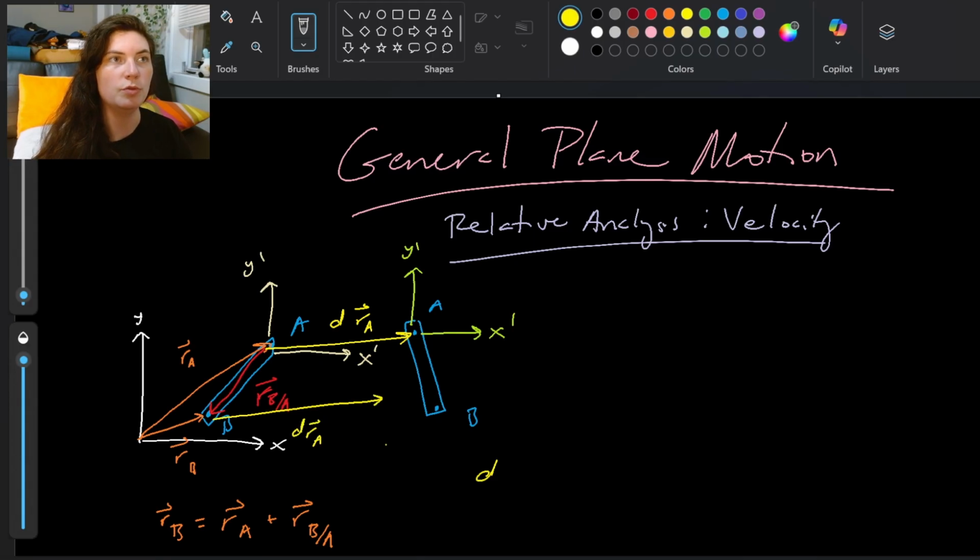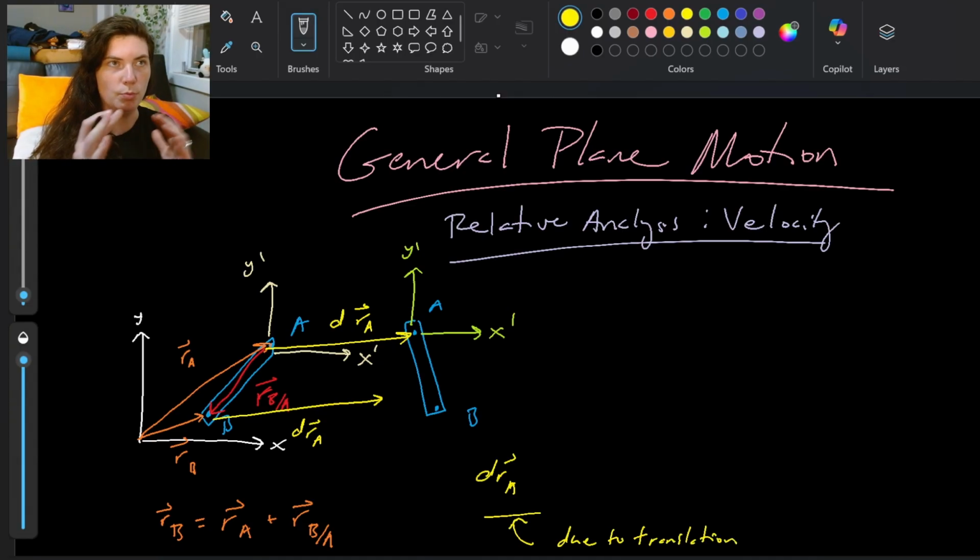Both A and B move through this delta RA. This is our translation portion that this is moving through, this delta RA. So delta RA, this vector, represents our movement, or I should say our displacement due to translation. So that's displacement due to translation, just from the bar moving, right? Parallel to where it originally was.